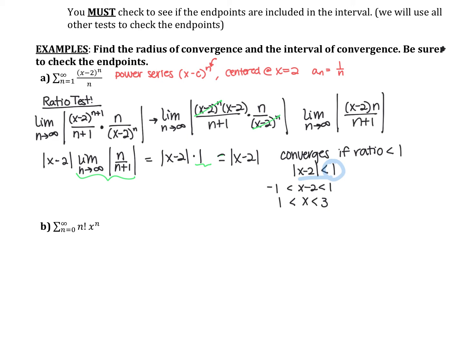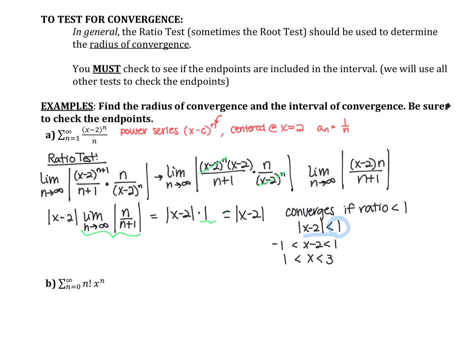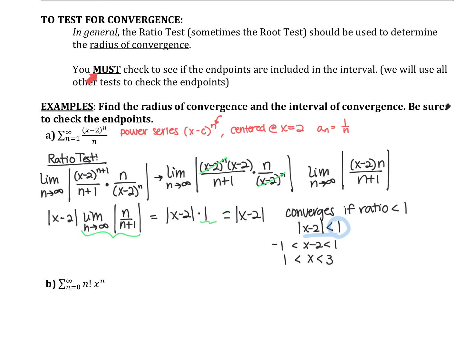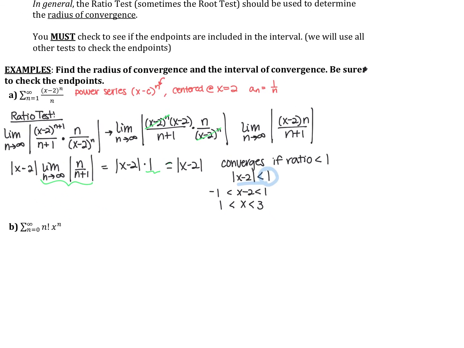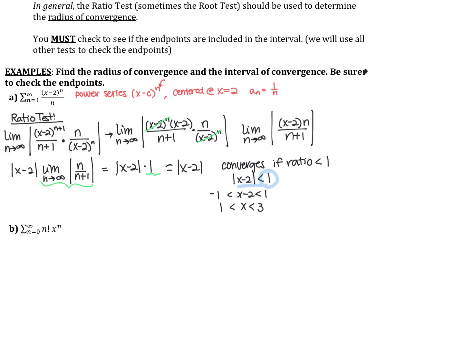Now here is the next part that we talked about. If you look up here, one of the comments I made was that you must check to see if the endpoints are actually included in the interval. Even though when we do the ratio test, we get this interval to be just from 1 to 3, what we need to do is test those endpoints. Okay, I wrote kind of big, so I'm going to move over to the side here for just a moment, sorry. And I'm going to test these endpoints.